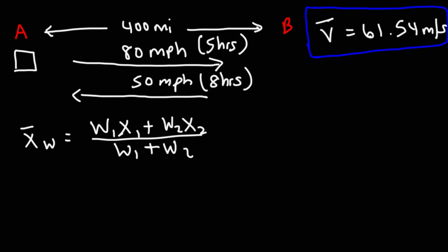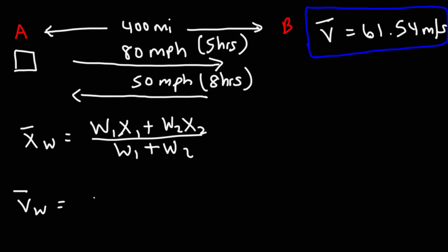Now the weights could be different things. For the acid mixture problem, the weight was the concentration. For this problem, the weight is going to be the time that the car spends going at the different speeds, because remember, we want to average the speed. In this formula, we're trying to find the average x value. In this case, x represents the speed. So if we were to replace x with v, we would get the formula like this.